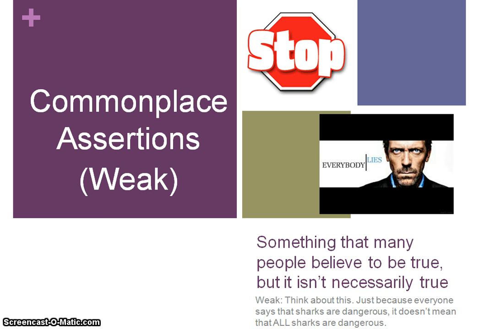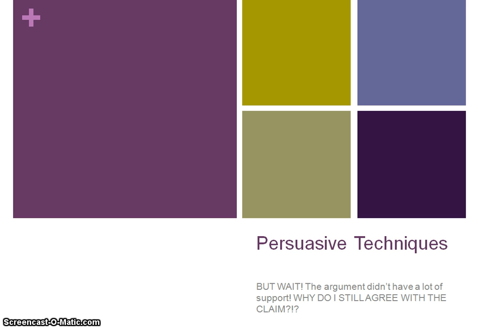Think of commonplace assertions as a generalization and sometimes even a stereotype. After looking at or even reading an argument, you might still feel like there wasn't support for the idea, but you find yourself agreeing with the claim anyway. In this case, the author probably used something called persuasive techniques, and we're going to take a look at these in more detail in relationship to advertisements before we look at text.